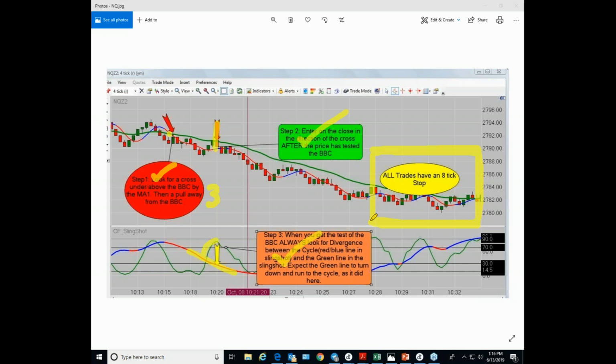If you're trading the ES, it's closer to 100 bucks. If you're trading maybe the nickel, the mini Dow, that's closer to 40 bucks. If you're on that 4 tick range chart, every trade has an 8 tick stop attached to it, no matter what. And once you get into the trade, then there's some money management rules that I'll go into as things unfold here this afternoon.